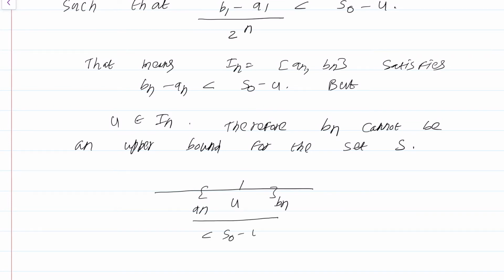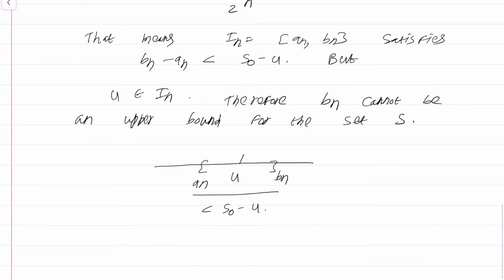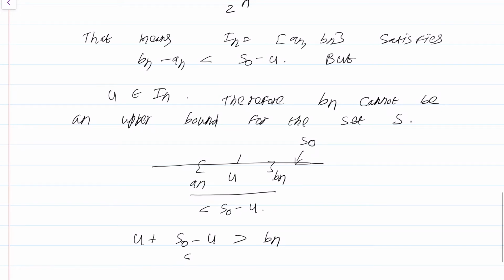Okay. That means S0 cannot be in this interval, because the entire length of this interval [A_n, B_n] is itself less than S0 minus U. So U plus (S0 minus U) has definitely got to be greater than B_n, because the length of this interval is itself just maximum going to be S0 minus U, right? In other words, S0 has got to be greater than B_n.